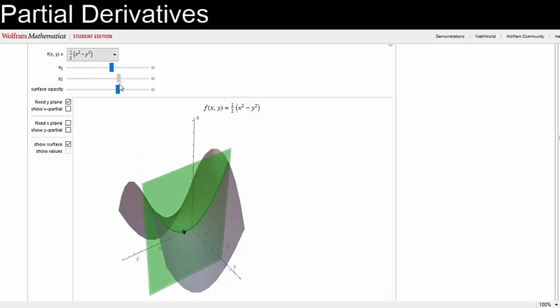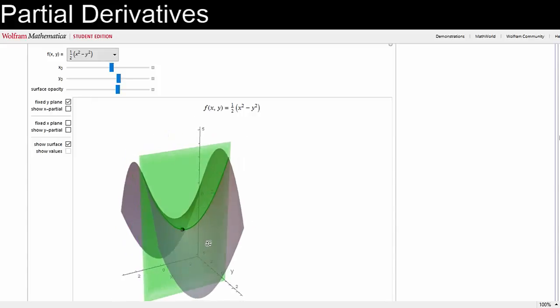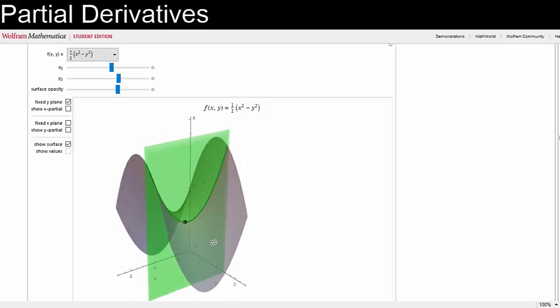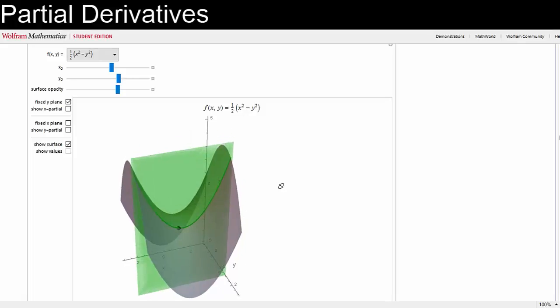But as you can see, the y value doesn't change. And if we let the x value change, we can see we get a curve here. In this case, it's a parabola. You might remember this when we were talking about traces. Anyway, so how do we see the partial derivative? What does it mean? Well, it's the slope of this parabola here.